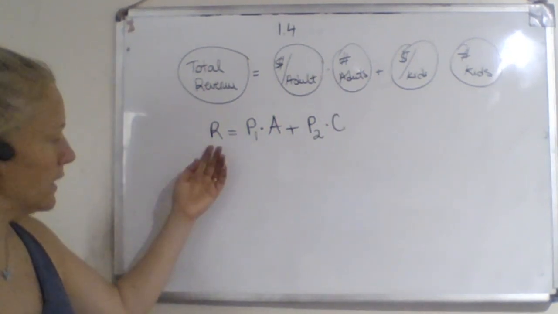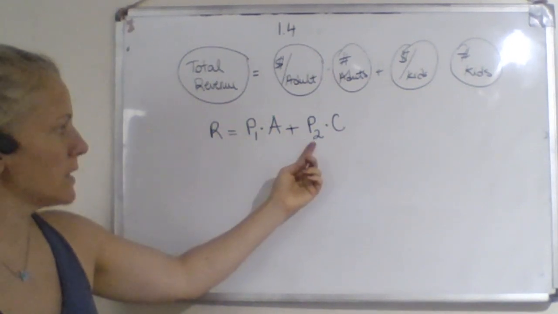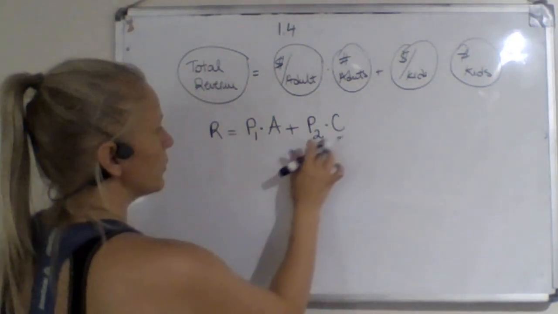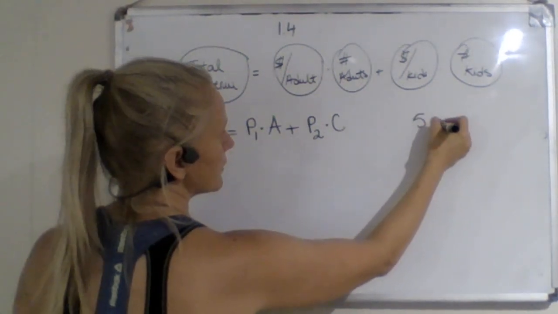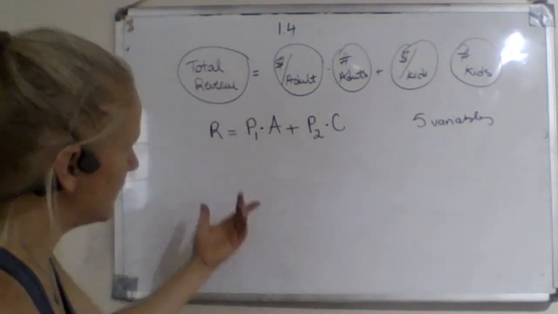So the way I make money, or my revenue, is the price per adult times number of adults plus the price of children times number of children. If you look at this, I have 1, 2, 3, 4, 5 variables, right? This is how you write it down.